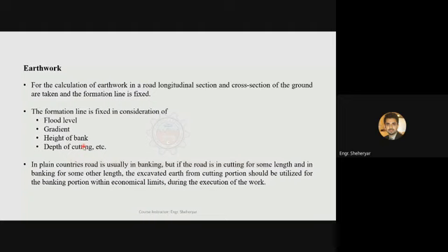so that you might not have to travel a longer distance and bring filling material. You can utilize that material which is excavated from some other segment of the road, and then you can use that material for the filling purpose of that road.